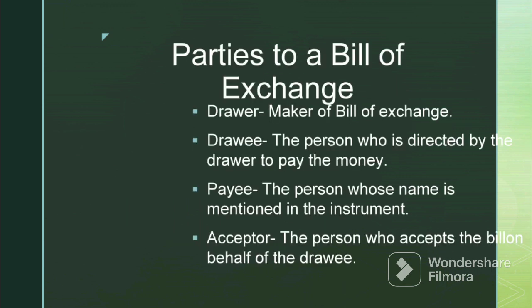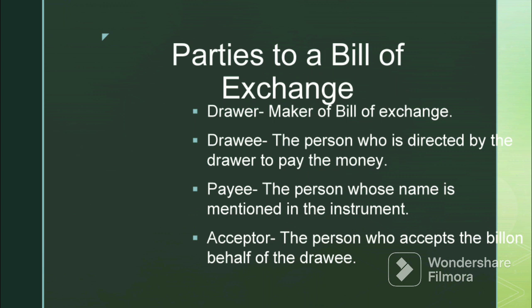Now we will see who are the parties to a bill of exchange. The parties involved in a bill of exchange are drawer, drawee, payee, and the acceptor. Drawer. Who is a drawer? Drawer is a person who is the maker of the bill of exchange. Whoever is preparing the bill of exchange, we can call him as drawer.